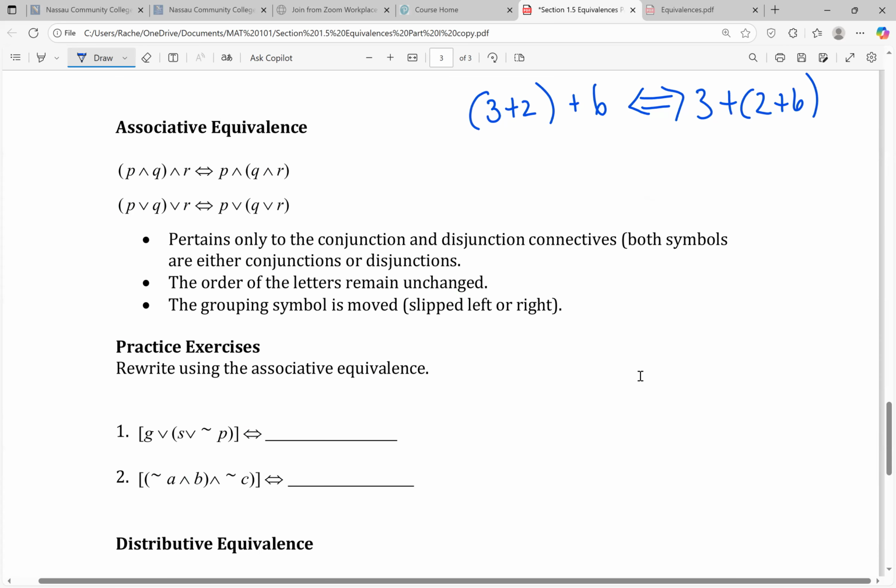Very similar with the associative equivalence in logic.